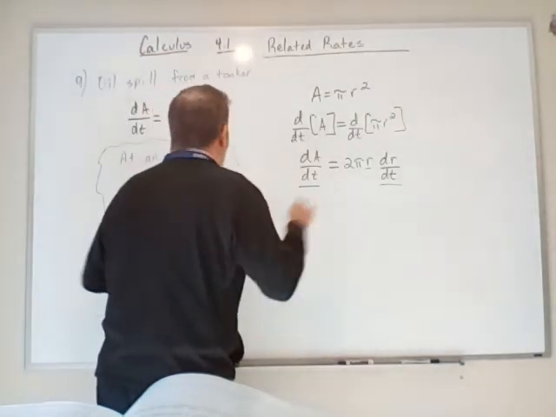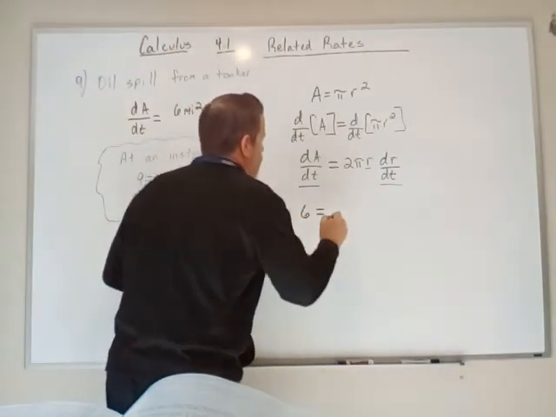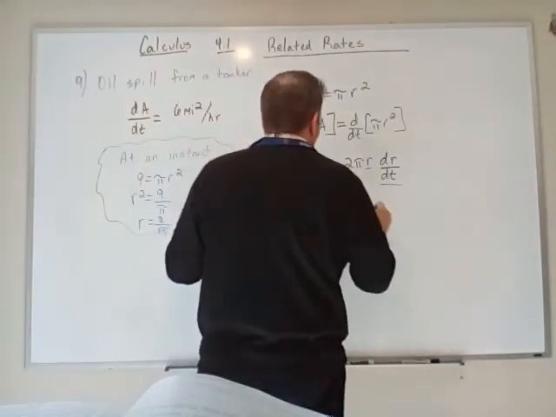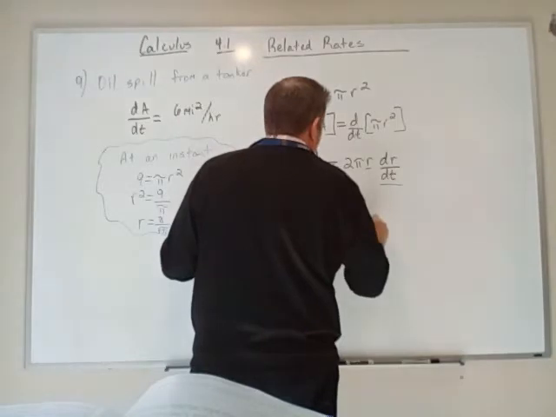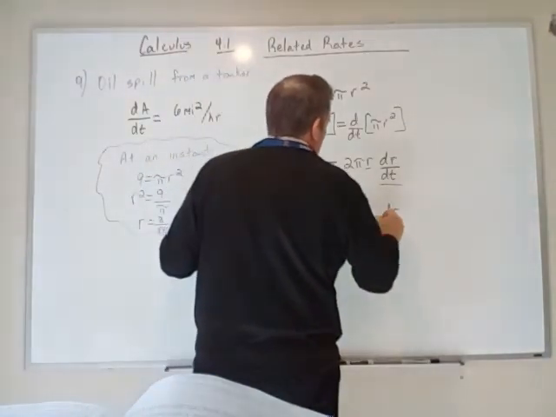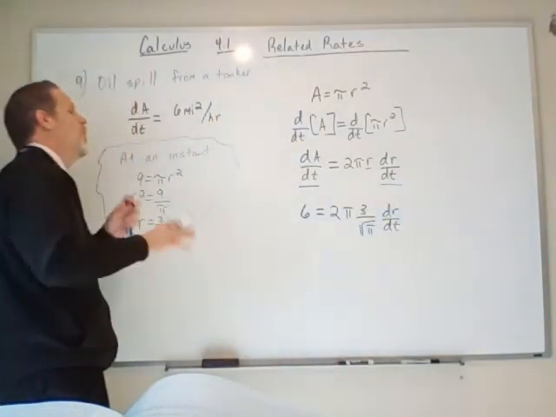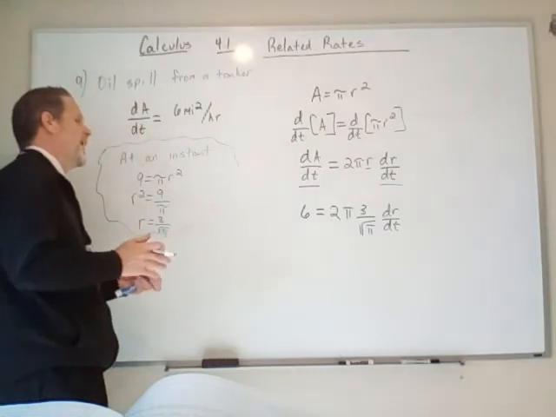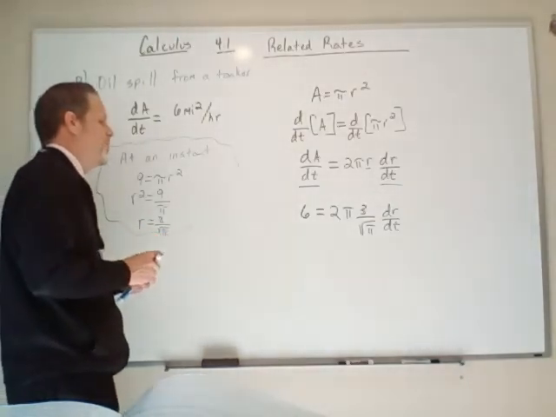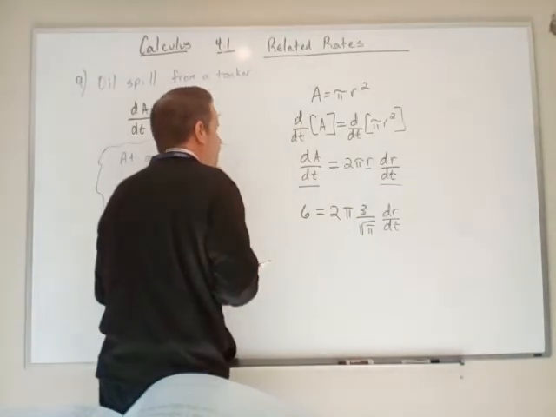So my dA/dt they gave us was 6, and that has to equal 2 pi times r. Now r I'm going to plug in as 3 over root pi. And then dr/dt is what we are looking for. If we had put all of the units in here, when we solve this, the units would cancel and we'd be in the correct units, but it would have been cumbersome on the board. So let's solve for this dr/dt.